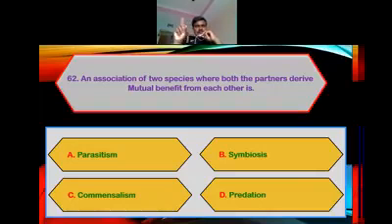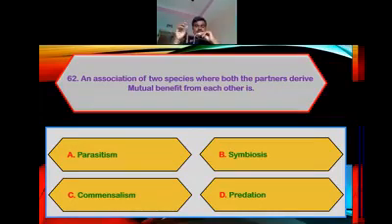So, the right answer is symbiosis, or what we call mutualism. Mutualism is a type of interaction, an association of two species where both partners derive mutual benefit from each other. So, symbiosis will be the right answer. Let us check the answer. It is symbiosis. Therefore, that will be the right answer. And let us move on to the next question that we have.